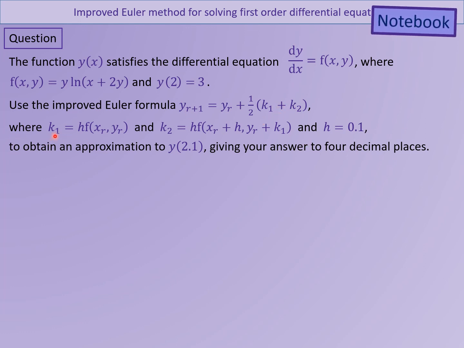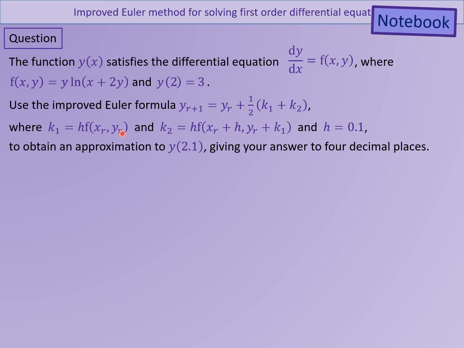Well, k1 is the same as what I've dealt with already. It's the h value, which is given to us in the formula. There it goes. h is 0.1, the step size, times by the gradient at whatever x and y value I'm dealing with. So if I want, let's say, y3, that's going to be y2, and so therefore this is going to be x2, y2.